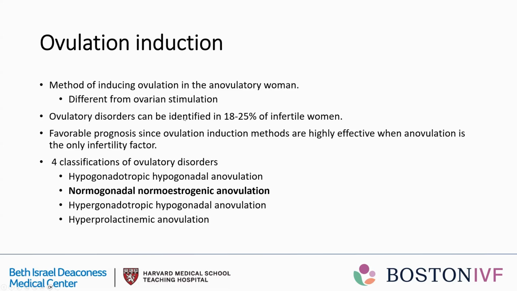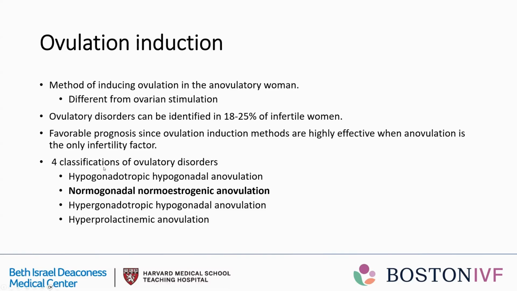Ovulatory disorders can be identified in 18 to 25% of infertile women. It's usually a favorable prognosis because inducing their ovulation is a highly effective method, especially if that's the only reason for their infertility.